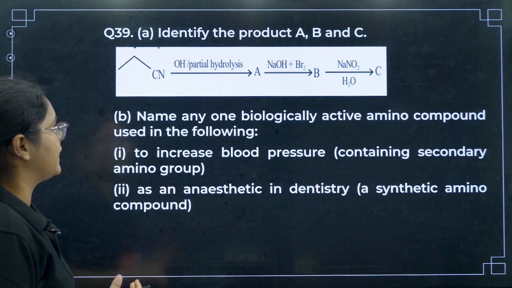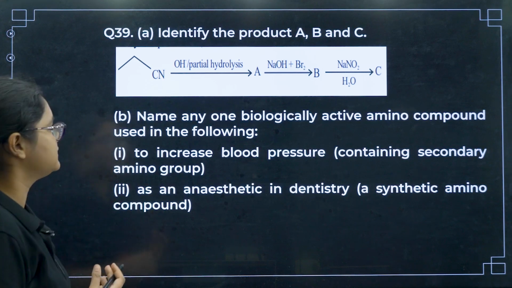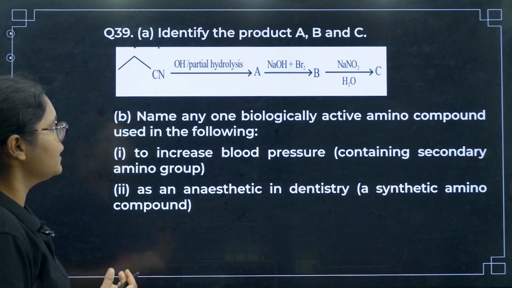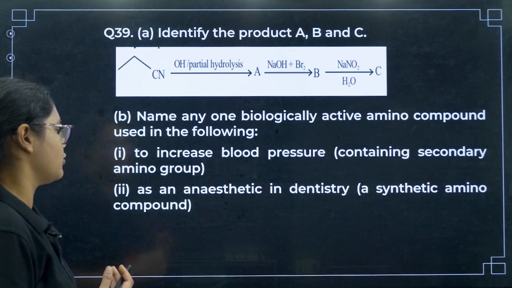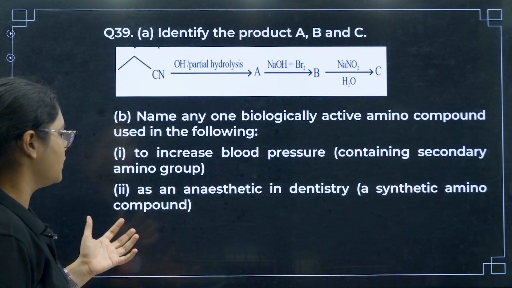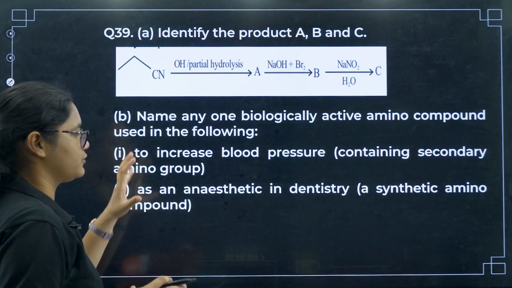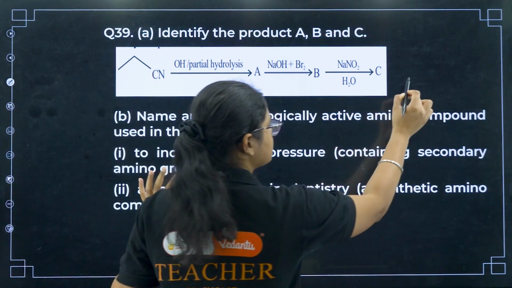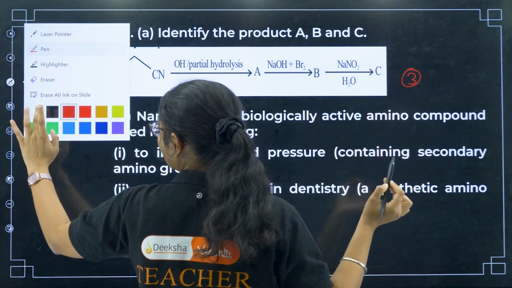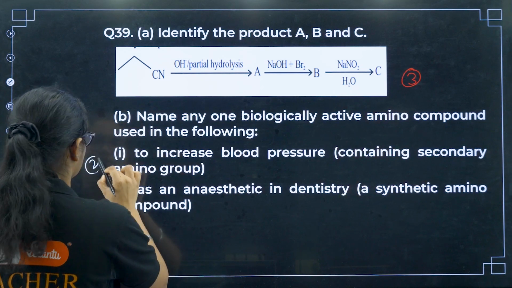Identify the products A, B and C. So this is from your amines chapter. Name any one biologically active amino acid used in the following. Okay, so this is somehow mixed. Okay, not mixed. Okay, so first of all, if you find A, B and C, you will get 3 marks here. Okay, and if you write these two, you will get 2 marks here.